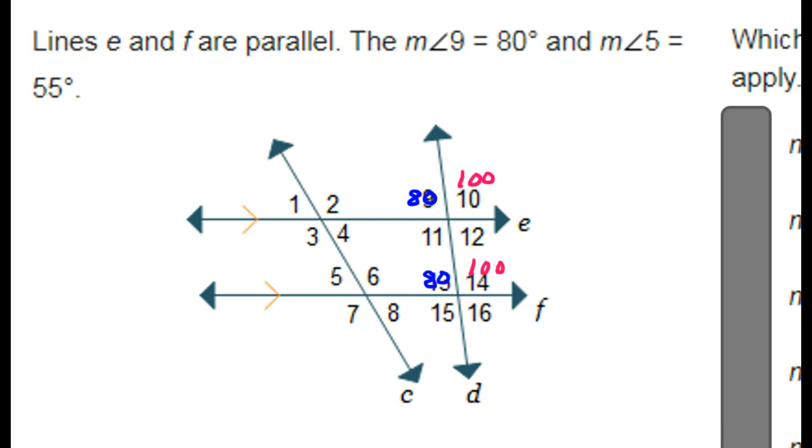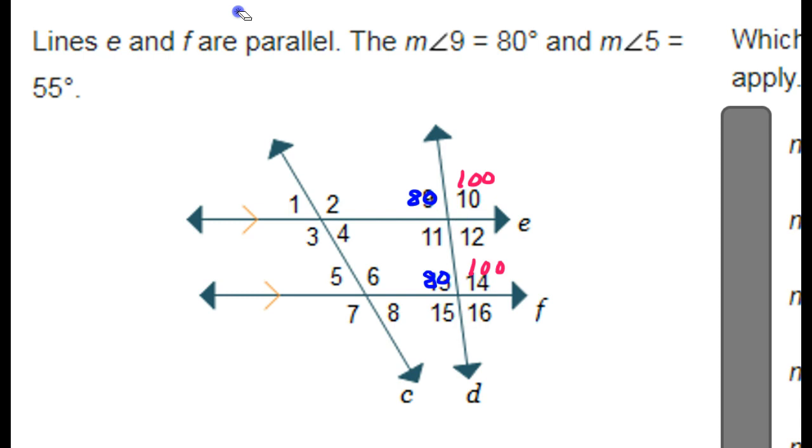Okay, but now switch your brain and look at this straight line right here. This is also 180 degrees. Okay, so if this is 100 up here, then this must be 80 down here.